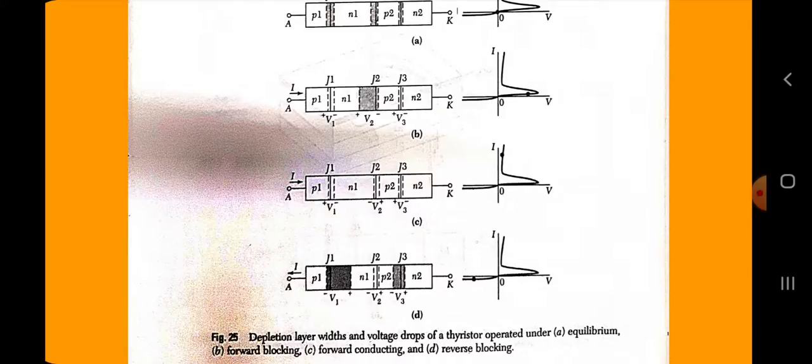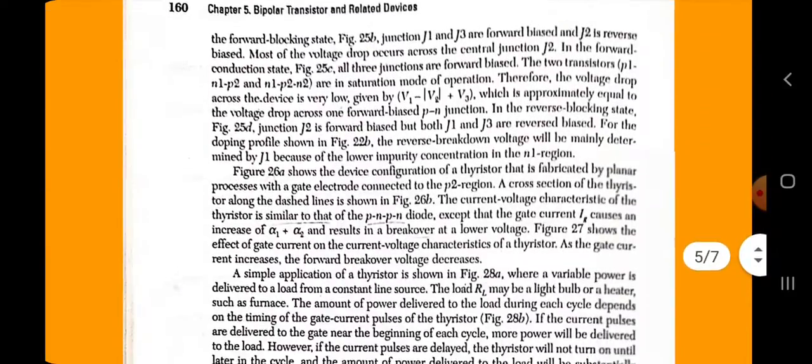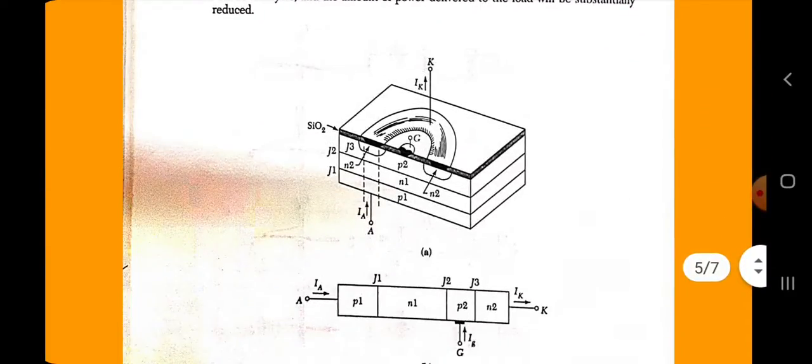Now we have in this figure over here a device configuration of a thyristor that is fabricated by planar process with a gate electrode connected to the P2 region. A cross section of the thyristor along the dashed line is shown over here. The current voltage characteristics of the thyristor are similar to those of a PNPN diode, except that the gate current IG causes an increase of alpha 1 plus alpha 2 and results in breakover at a lower voltage.